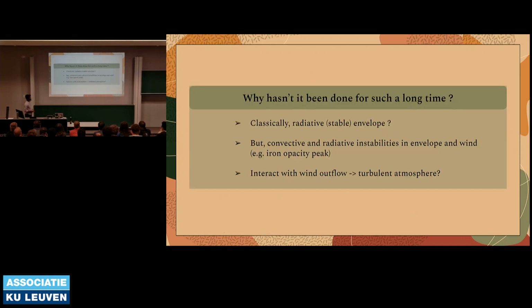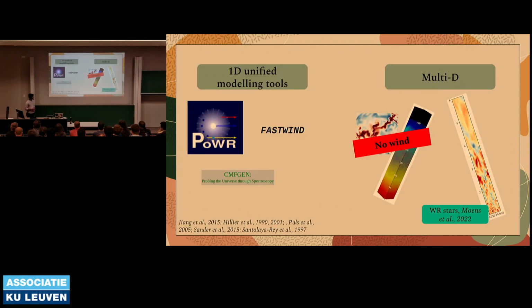What are the problems with this? You have classically a radiative envelope, but then you have these turbulent layers as well. We suspect, although we don't know yet in this presentation, that they come from the iron opacity peak, and also you have your outflow. So this is a whole bunch of things that go on. It has been done in our group by one of the giants that you have seen before. Nico has done it for the Wolf-Rayet stars. But now let's move back to the O stars.